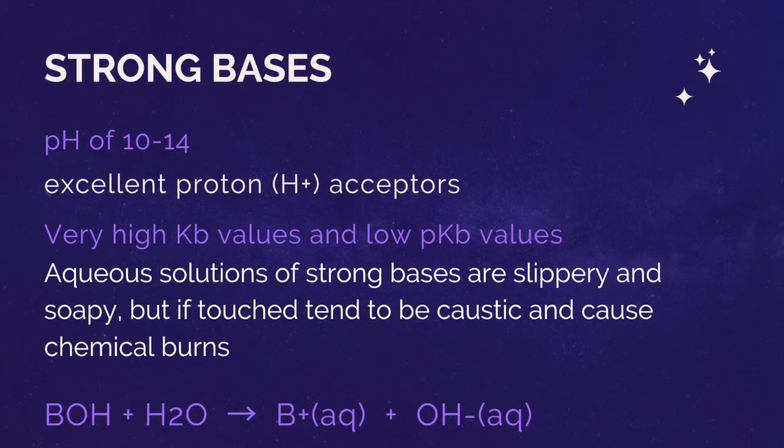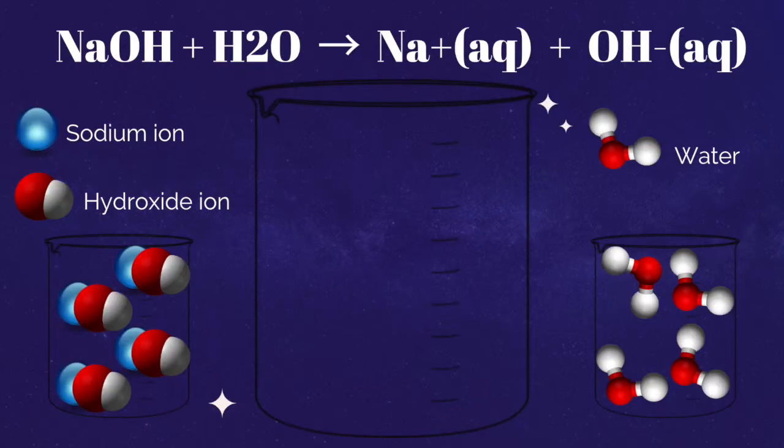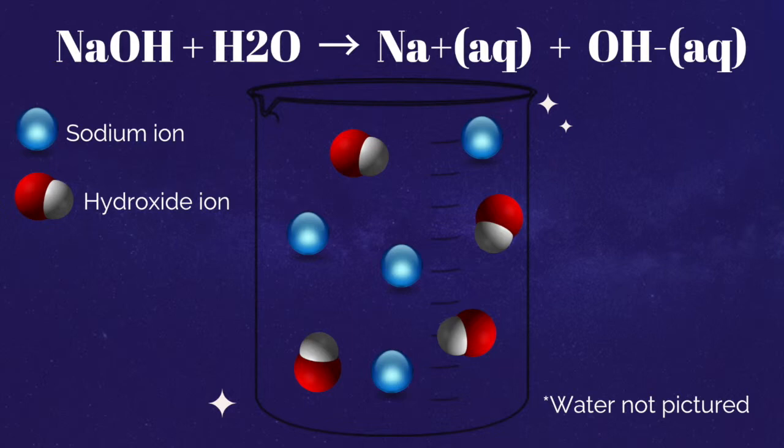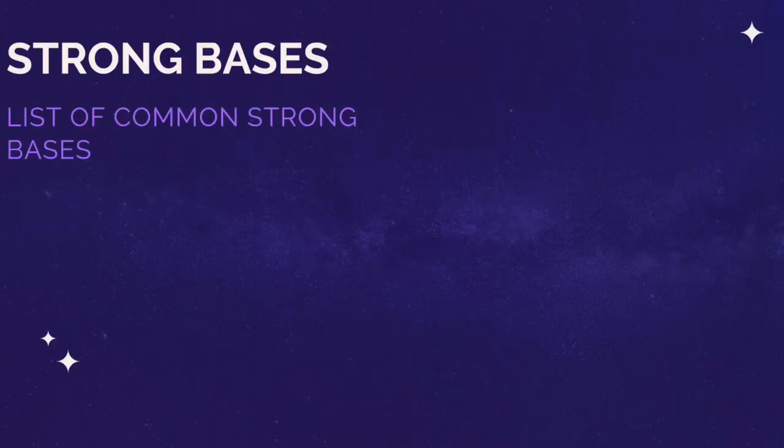In this diagram, you can see two solutions, one of sodium hydroxide and one of water. When both solutions are combined, you can see that the sodium hydroxide fully dissociates into a hydroxide ion and the sodium cation. There are equal moles of each ion because the Na+ and OH- are produced in a 1:1 mole ratio. Here is a list of some of the common strong bases.